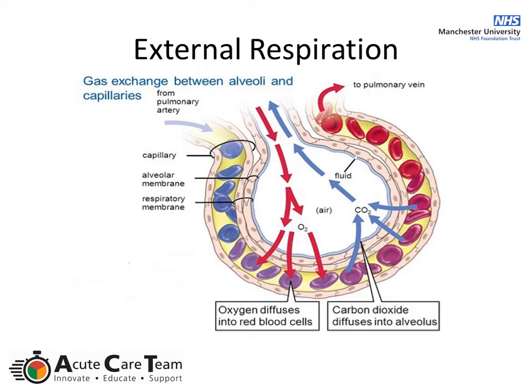The net result of external respiration is the movement of oxygen from the air into the blood and the movement of carbon dioxide from the blood into the air. The oxygen can then be transported to the body's tissues while carbon dioxide is released into the atmosphere during exhalation.